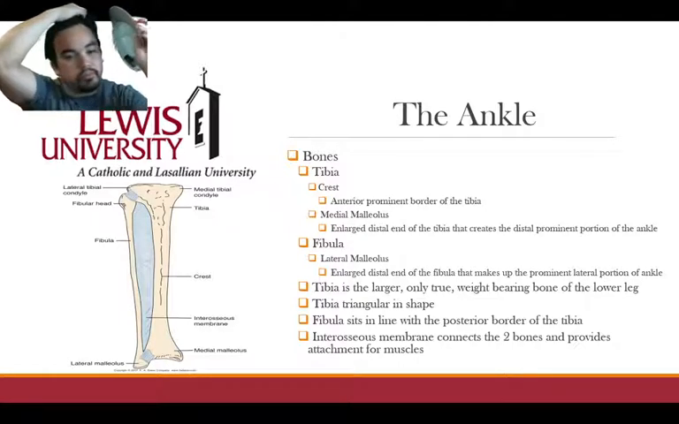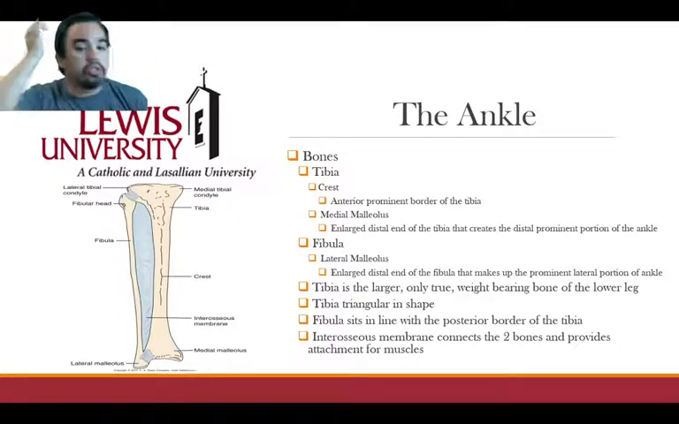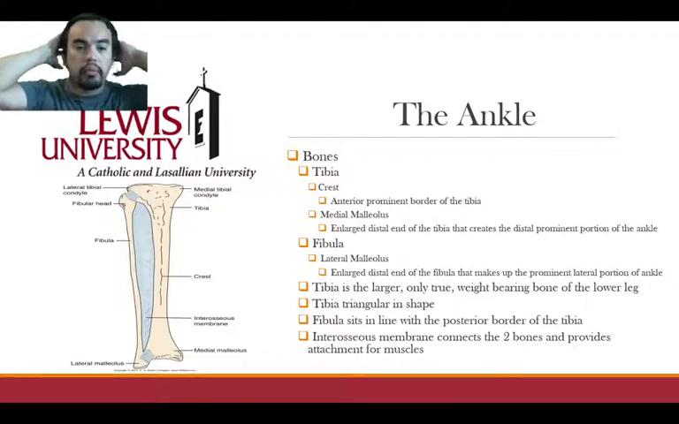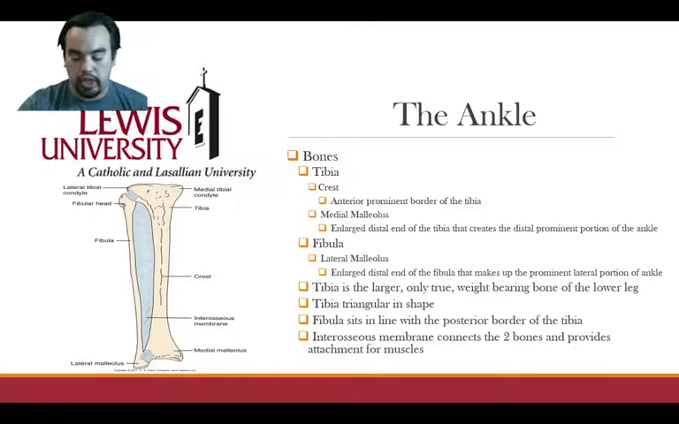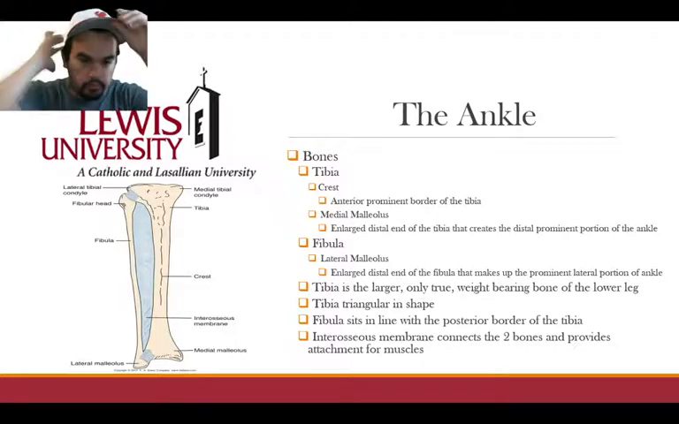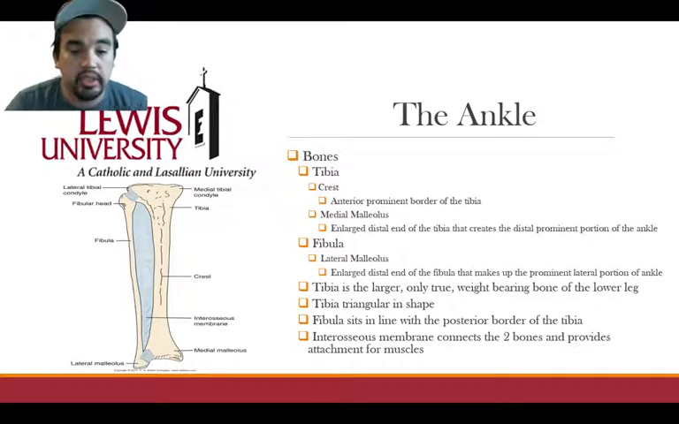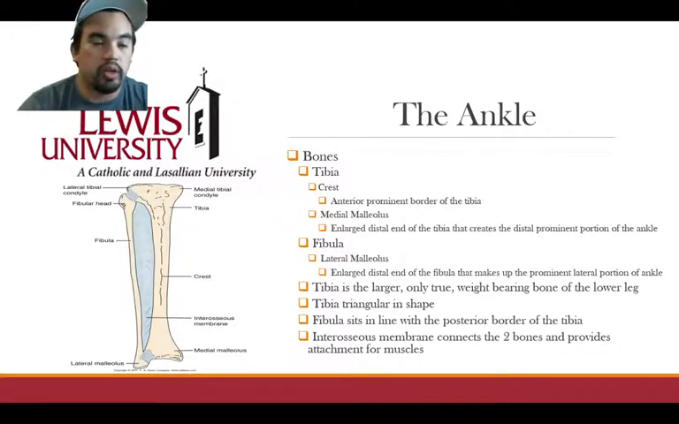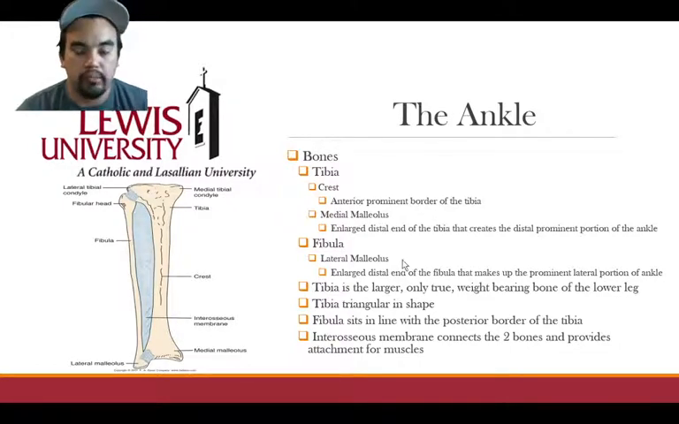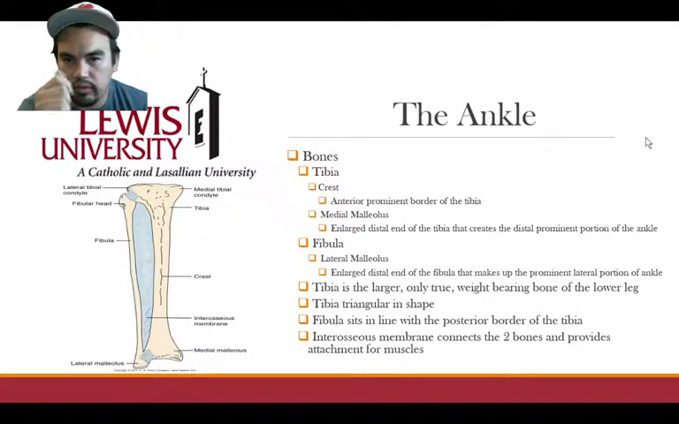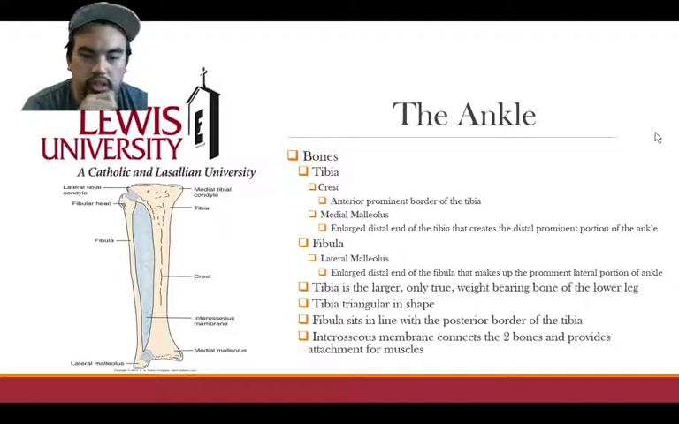If you notice, the tibia is larger and it's the only true weight-bearing bone within that lower leg. It's a triangular shape. And then the fibula sits in line with the posterior border of the tibia as well. So it's a little bit further back. If you remember from lab when we palpated, that fibula was further back than the anterior portion of that tibia. And then there's an interosseous membrane that connects the two bones, and it provides attachments for some of these muscles in there.